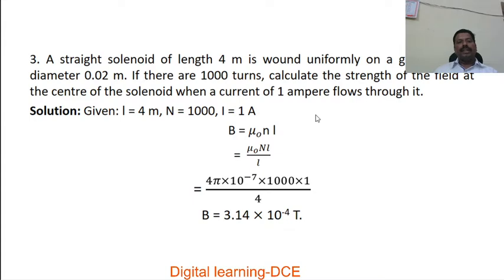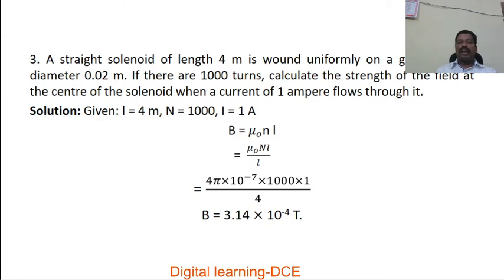Next problem. A straight solenoid of length 4 meter is wound uniformly on a glass tube of diameter 0.02 meter. If there are 1000 turns, calculate the strength of the magnetic field at the center of the solenoid when a current of 1 ampere flows through it. This is a solenoid problem, that is the application of Ampere's circuital law, or simply Ampere's law.